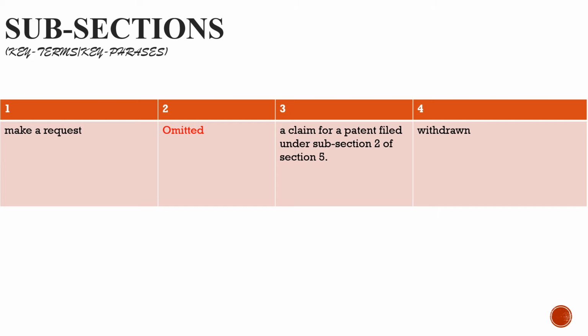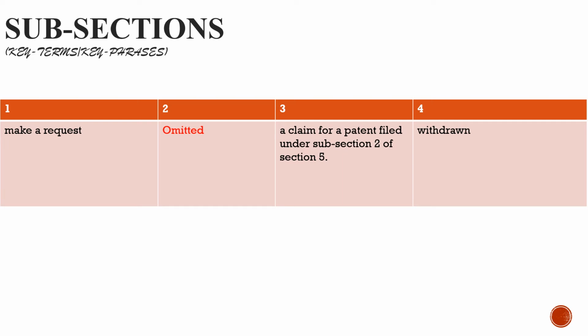For subsection 1, the key phrase is make a request. That means in subsection 1 a request has been made. Subsection 2 is omitted, so it is not existing now. For subsection 3, the key phrase is a claim for a patent filed under subsection 2 of section 5. Whenever we see this key term, we can remember that it talks about section number 5.